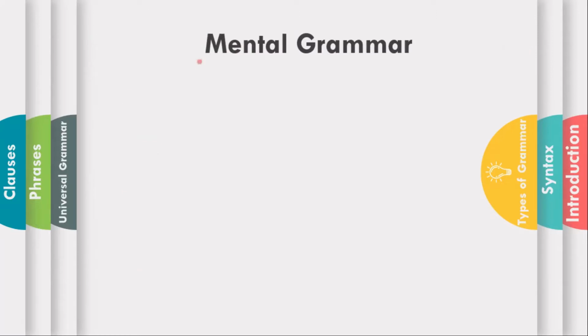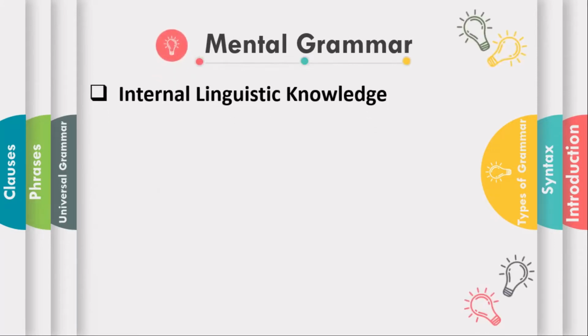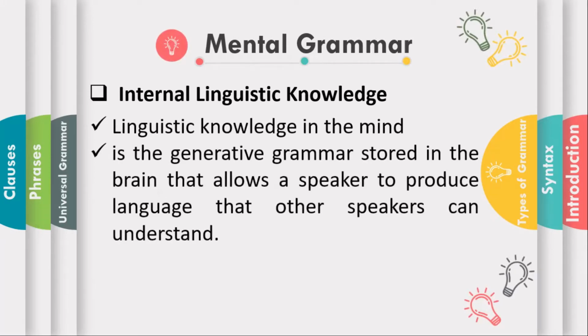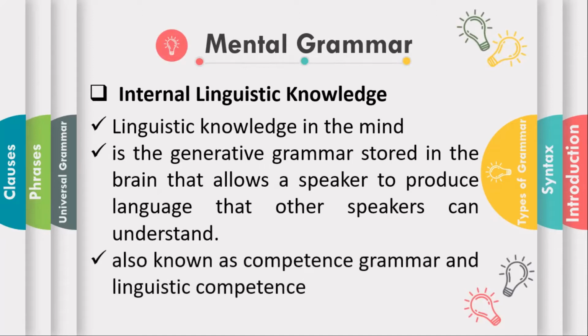The first type is mental grammar. It is the internal linguistic knowledge in the mind. Mental grammar is the generative grammar stored in the brain that allows a speaker to produce language that other speakers can understand. It is also known as competence grammar and linguistic competence. In linguistics, generative grammar is a grammar that indicates the structure and the interpretation of sentences that native speakers of a language accept as belonging to their language and part of the human brain.